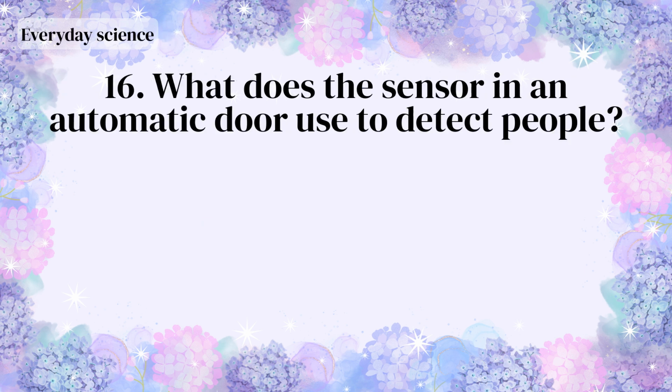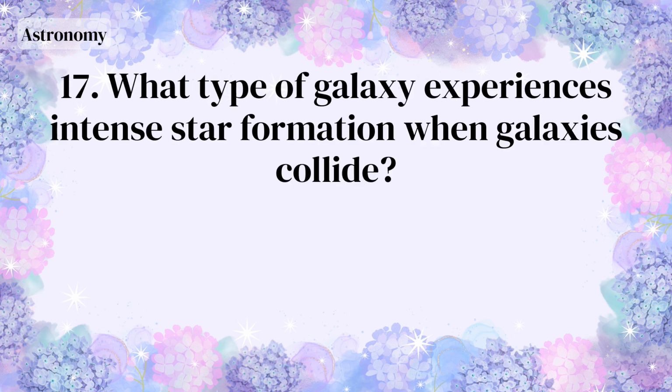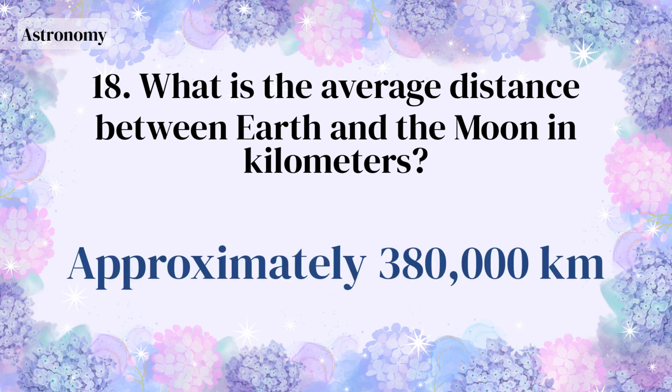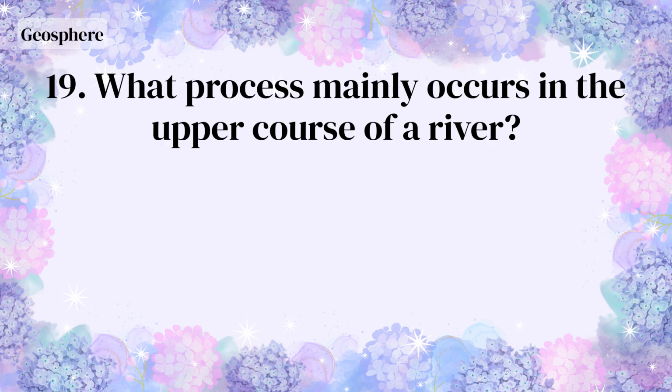Excessive stress. What does the sensor in an automatic door use to detect people? Infrared. What type of galaxy experiences intense star formation when galaxies collide? Starburst galaxy. What is the average distance between Earth and the Moon in kilometers? Approximately 380,000 kilometers. What process mainly occurs in the upper course of a river?